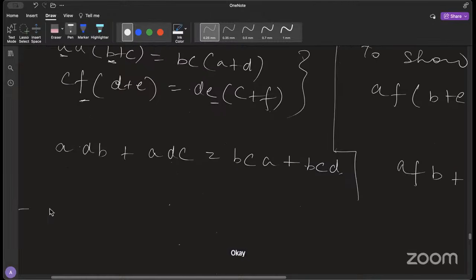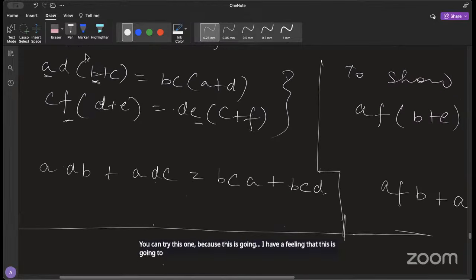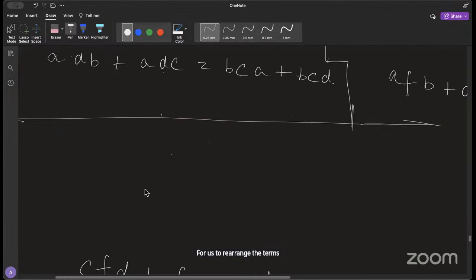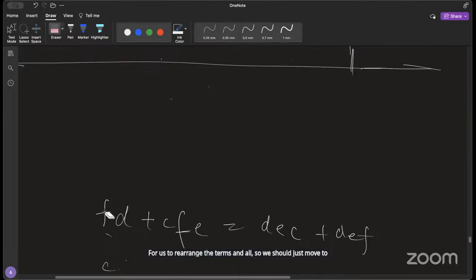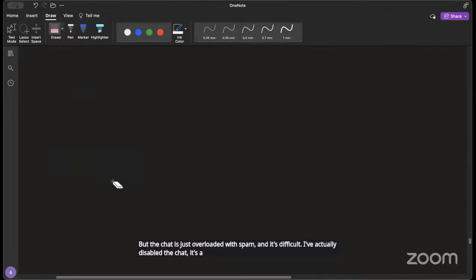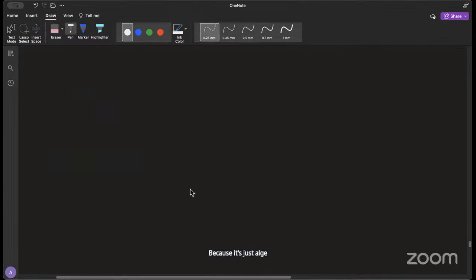Okay, this one you can try, because I have a feeling that this is going to take time for us to rearrange the terms at all. So we should just move to the next question, I think. Better, ma'am, because it's just algebraic manipulation.